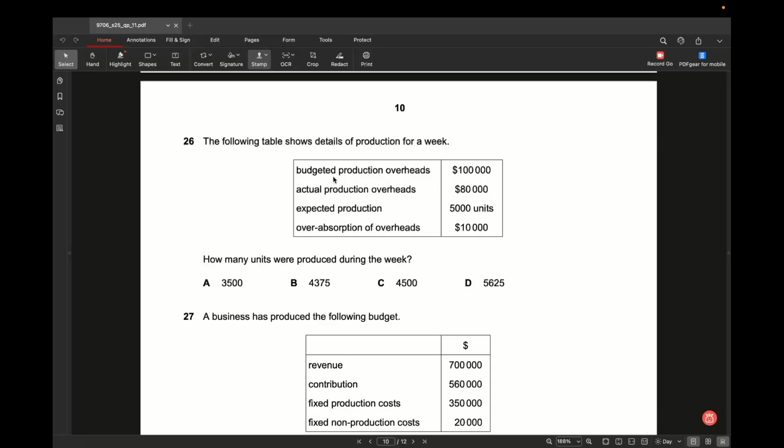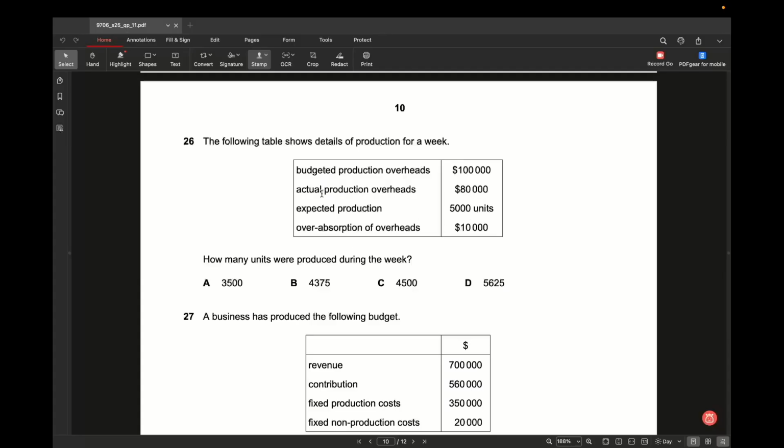Now in this case, if you look here, my budget is 100,000 and my actual production overhead is 80,000. So it is exceeding by 20,000. So my overhead absorption should be 20,000, but they are saying it is only 10,000. It means that the actual production output level is less than 5,000, because this 5,000 is the expected or budgeted production output. So my actual output is less. So we need to calculate what that actual output is for this week. And this is very easy to calculate.